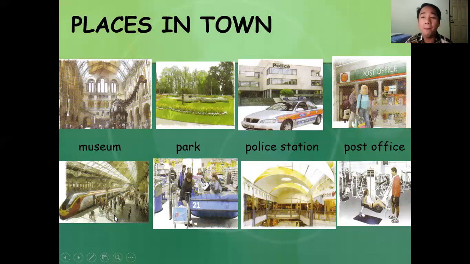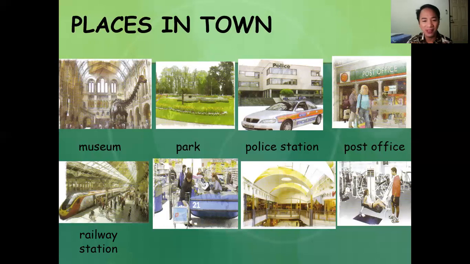Next photo, how about this one? Anyone who can answer? If you want to travel or to go somewhere, you have to go to this station. This is what you call a railway station or a train station. Okay, so this is a railway station. A station for trains if you want to travel and go somewhere else.